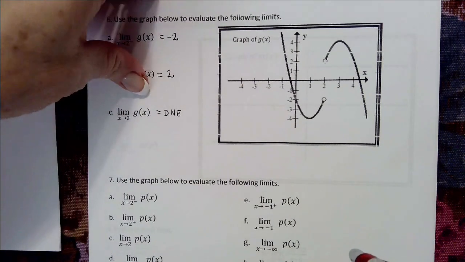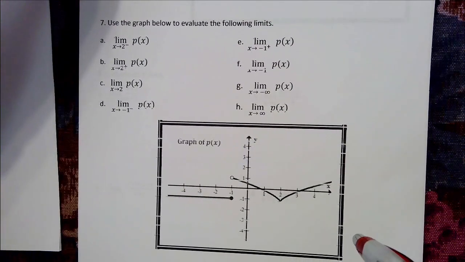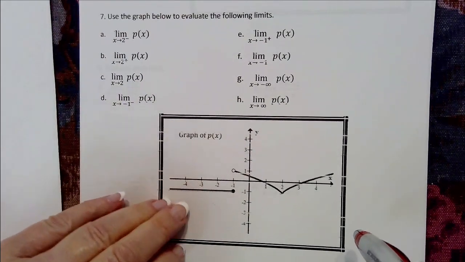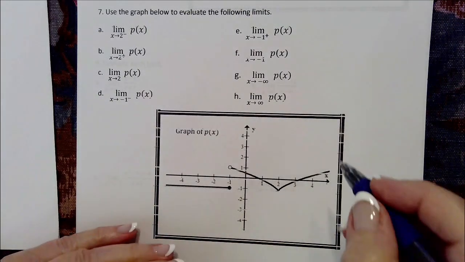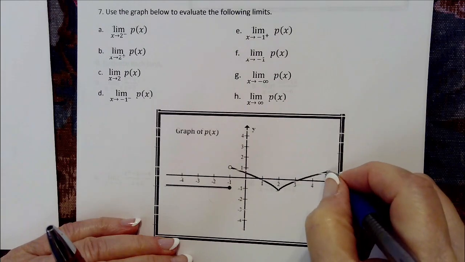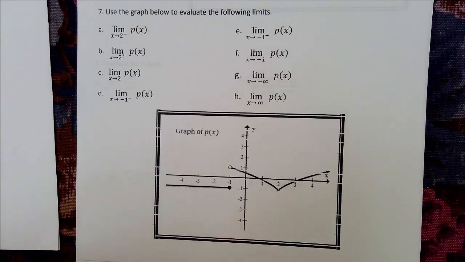Okay, number 7. This one, we weren't sure. Some of us think there's an asymptote, and some of us don't think there is. In this case right here, some people have read that as an asymptote instead of going on to infinity. So we'll just see what we got here.